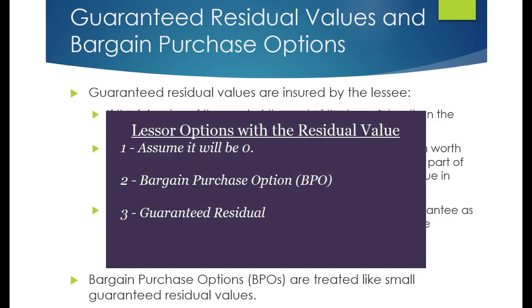For both the lessee and the lessor, a bargain purchase option, again, we treat that just like a really small guarantee. So the journal entry effects we've talked about apply to bargain purchase options as well.